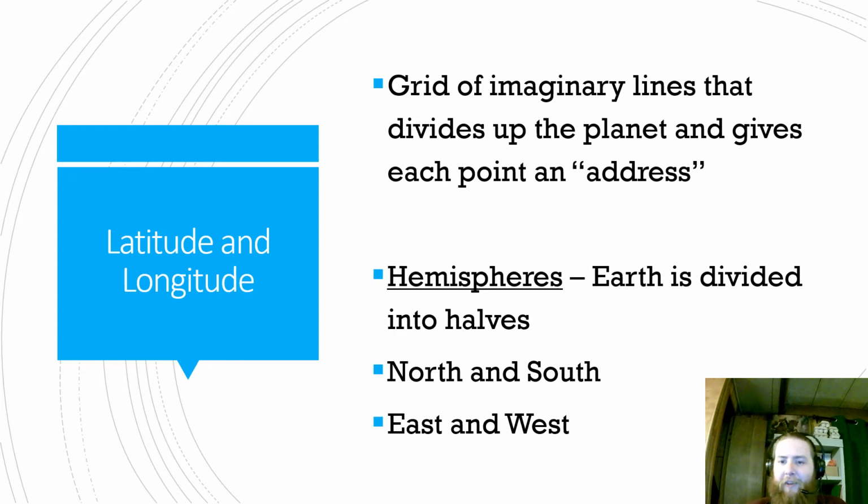So when we talked last time, we started talking about these imaginary lines of latitude and longitude. These are what we use, kind of like the same way that your mailbox has an address. Latitude and longitude gives us an address for spots on the globe. The Earth is divided into halves. We call these hemispheres. There's a north hemisphere and a south hemisphere, and an east hemisphere and a west hemisphere.